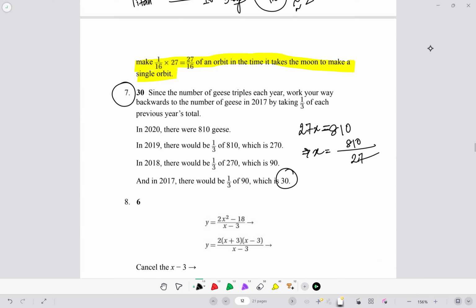I'm very bad at calculation. I'll just say 810 divided by 27. Oh, that's 30. I'm just guessing.